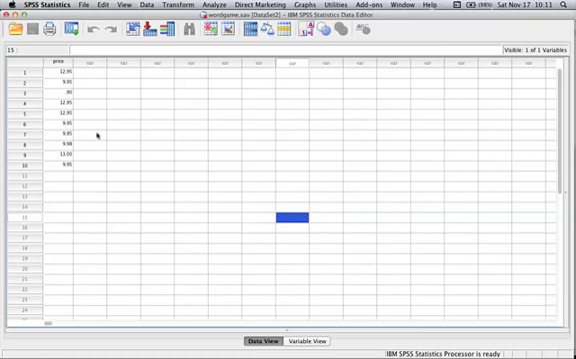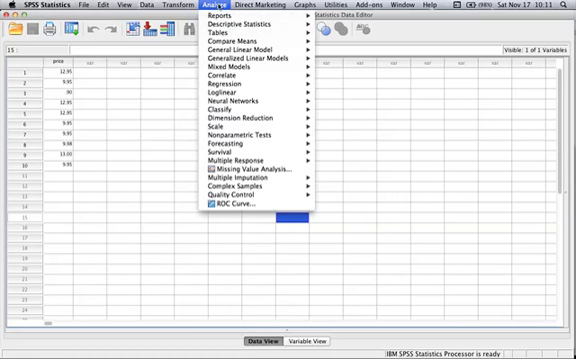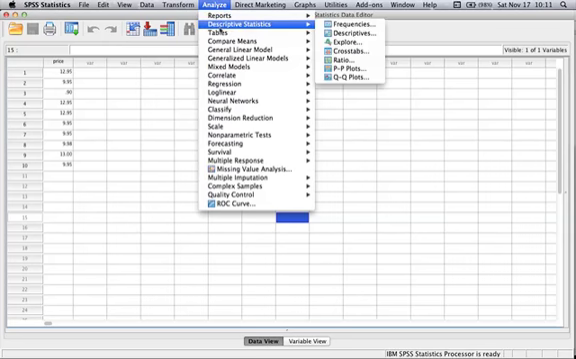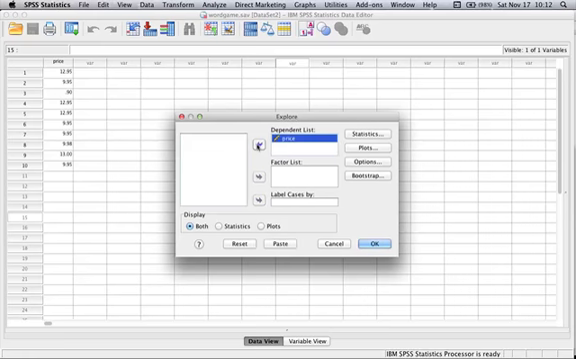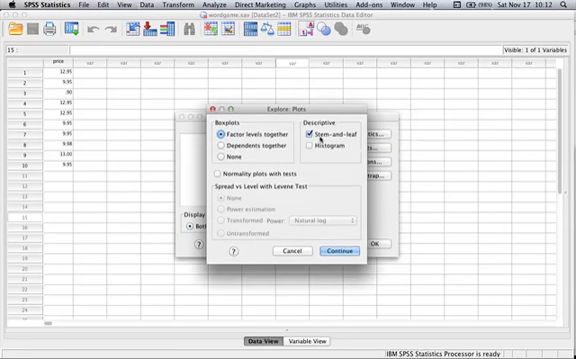So the first thing that we want to do is look at our data. And the best place to look at your data for a single sample situation like this is to go up to Descriptives, and then we're going to go to Explore. Let's bring price in and go over to plots for a second. Let's get a histogram as well as a box plot.